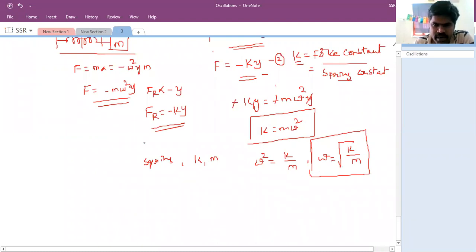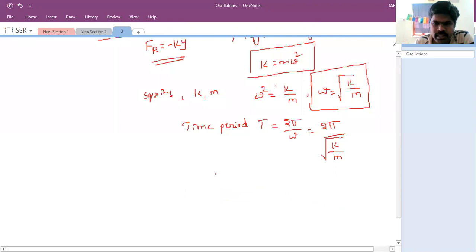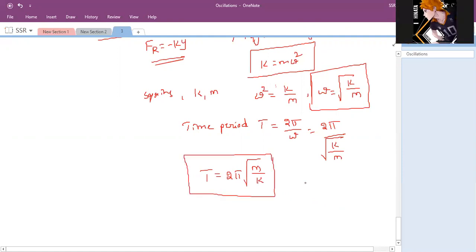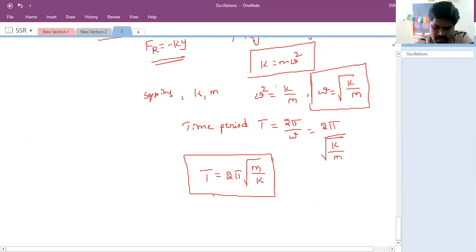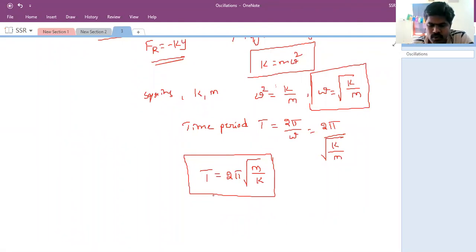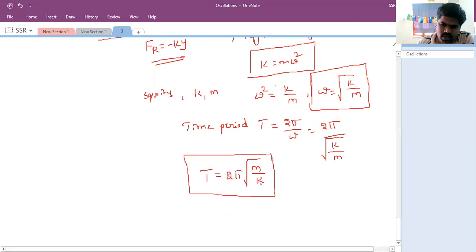Okay. And the time period of the spring block system, how to calculate? Let us say the time period is T. T equal to what can you write? 2 pi by omega, that is equal to 2 pi by root k by m. So T is equal to 2 pi root m by k. Are you clear on this? That means the time period of a spring block system executing simple harmonic motion is 2 pi times root of mass by k, the force constant or spring constant.